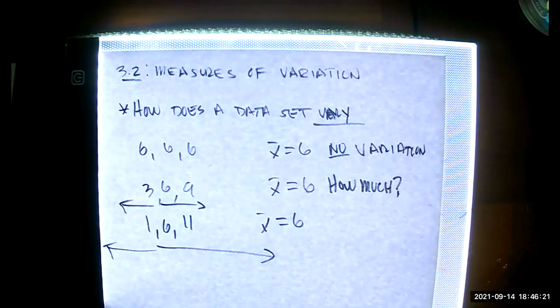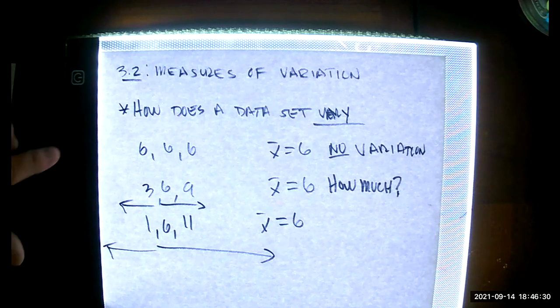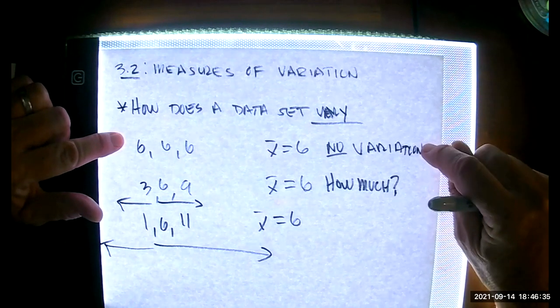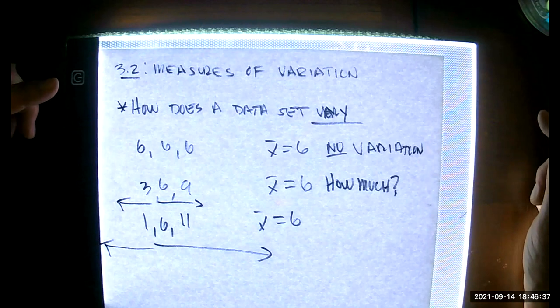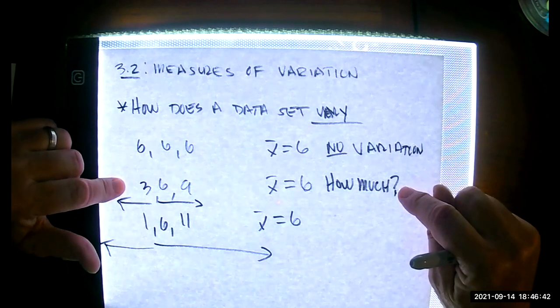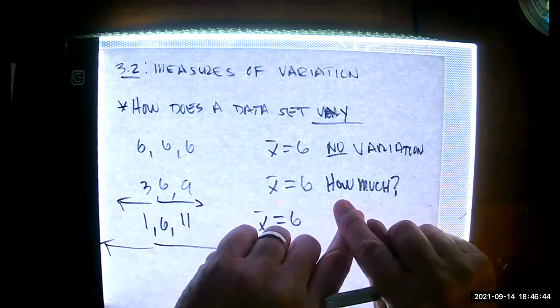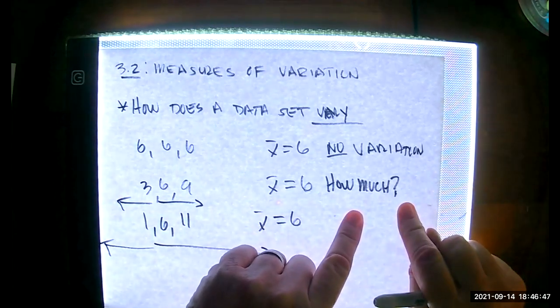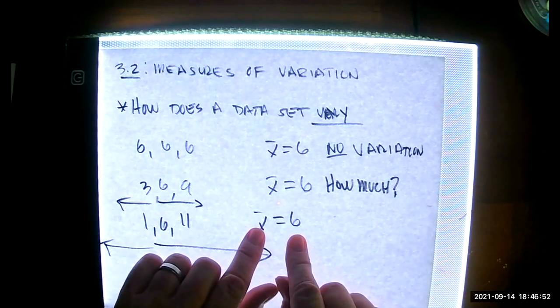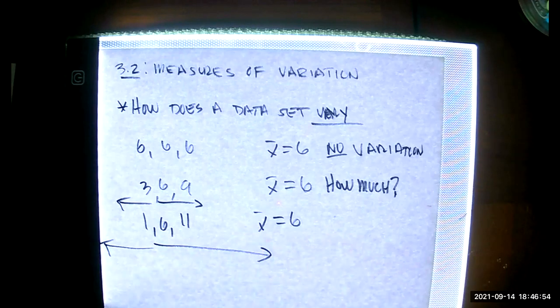So welcome. We are discussing 3.2 measures of variation, and we are trying to look at how a data set varies. That's V-A-R-Y, vary. If I had a data set of 6, 6, 6, the mean is 6, and there is no variation whatsoever. On the other hand, if I have a data set of 3, 6, and 9, the mean is 6, but I've got some variation, and the question really is how much. 1, 6, and 11, still the same mean, but even more variation.